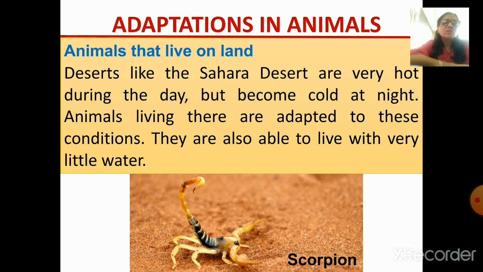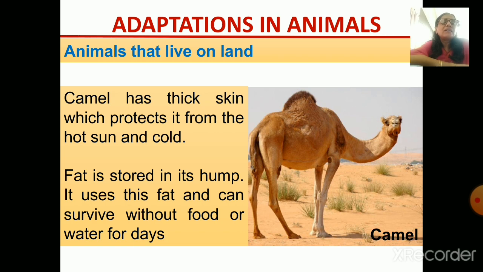very little water. See, these kinds of animals like the scorpion you will find in the desert. Another very well known animal that is found in the desert is the camel. This you have been learning since you were small, right? So the camel is the desert animal which is able to live in the desert. Why is it able to live? Because it has also got a thick skin which protects it from the hot sun and also cold.